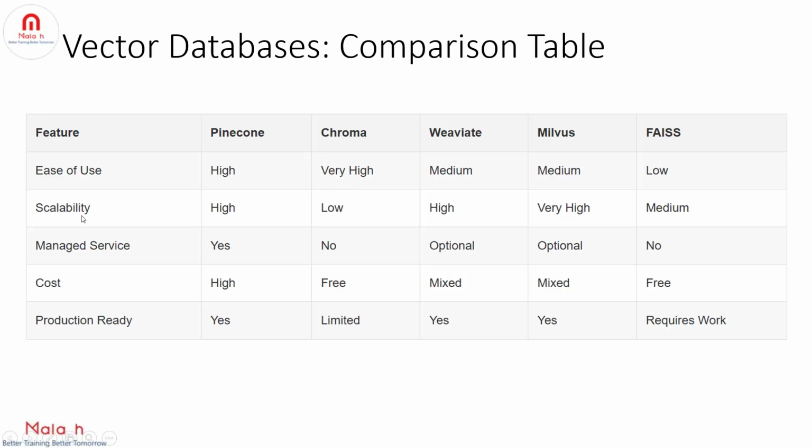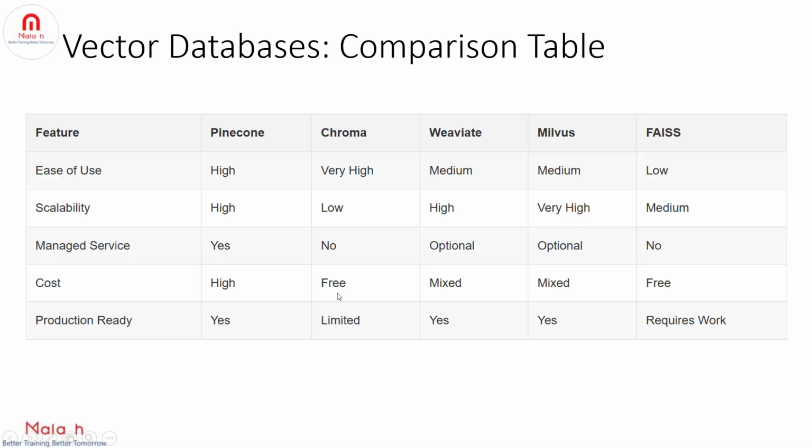And when it comes to scalability, Milvus is ranked very high. Next are Pinecone and Weaviate. These two are high, FAISS is medium, and Chroma is low. If your application requires scalability, then don't go for Chroma, right? You can best use Milvus. And managed service: Pinecone yes, Chroma no, Weaviate optional, Milvus optional, and FAISS no.